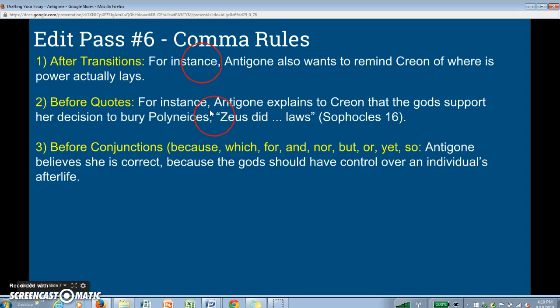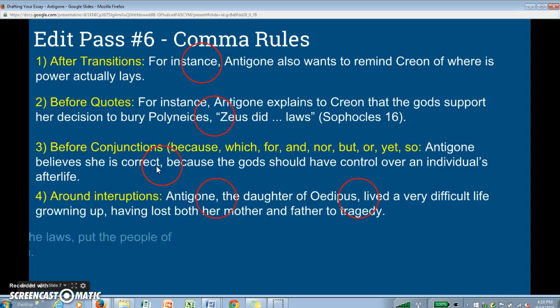The next comma rule you need to make sure you follow is before conjunctions. Conjunctions include words like because, which, and the classic fanboys, for, and, nor, but, or, yet, so. For instance, here you see that I have a comma before the word because. Make sure to have those commas there.